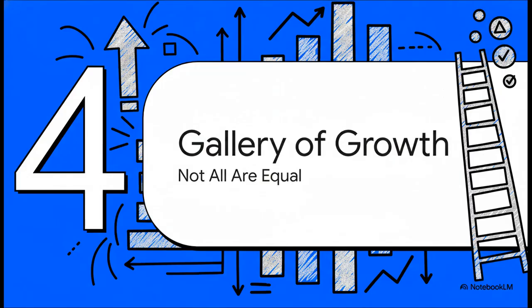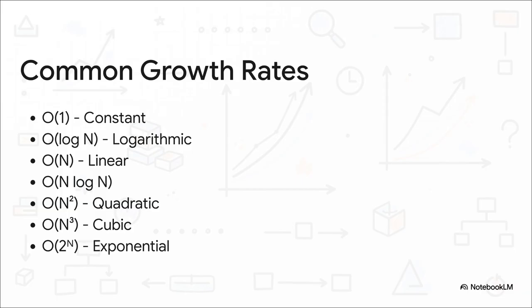Okay, now that we have this language, we can start to categorize things. Let's take a look at the most common types of growth you'll run into. And you're about to see very clearly that not all algorithms are created equal. So here they are, the usual suspects, generally ordered from best at the top to worst at the bottom. Up top, O of 1, or constant time, is the absolute holy grail. It's incredibly fast. And way down at the bottom, you've got O of 2 to the n, exponential time, which becomes unusably slow almost immediately.